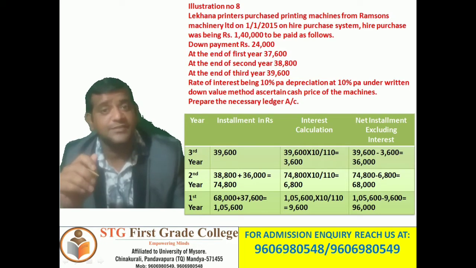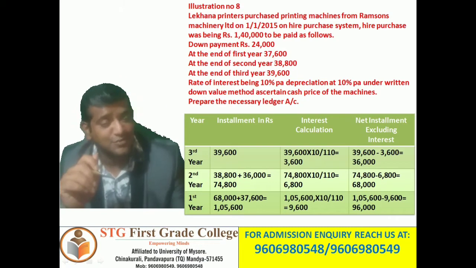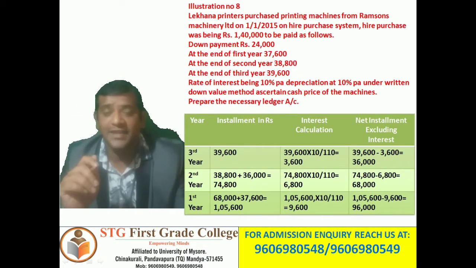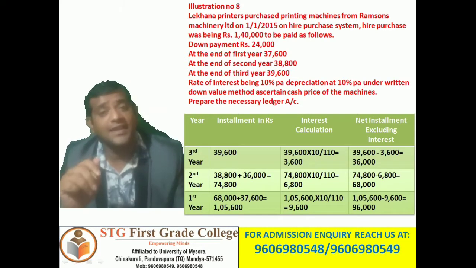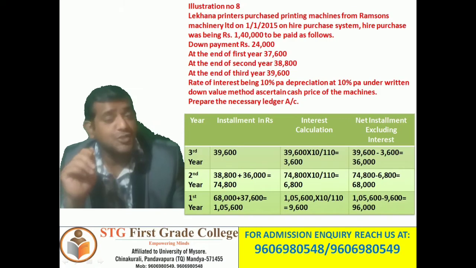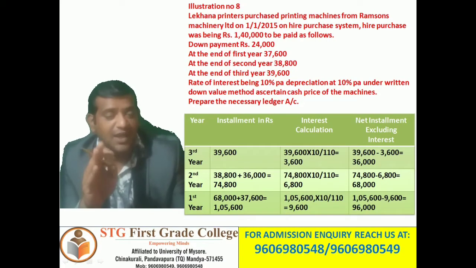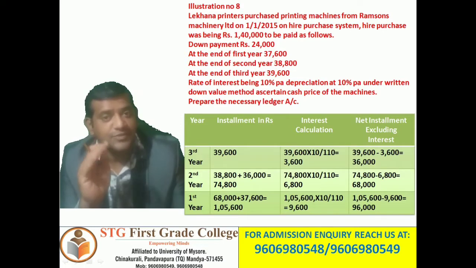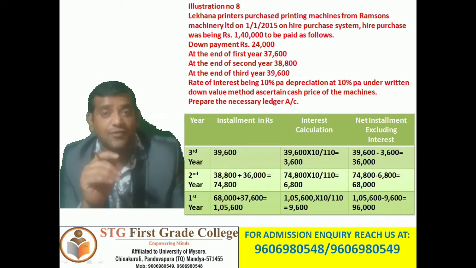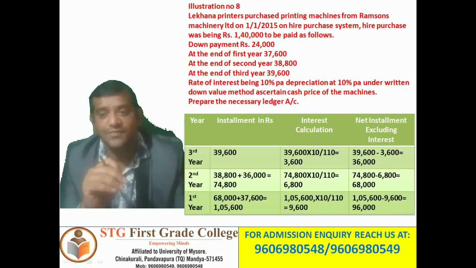Lekana Printers purchased printing machines from Ramson Super Machinery Limited on 1/1/2015 on hire purchase system. Hire purchase price being rupees 1,40,000 to be paid as follows. So he has given the information about who is selling and who is buying, the date and the value of the machine. The value of the machine is nothing but the cash price of the machine. So that is 1,40,000 rupees.